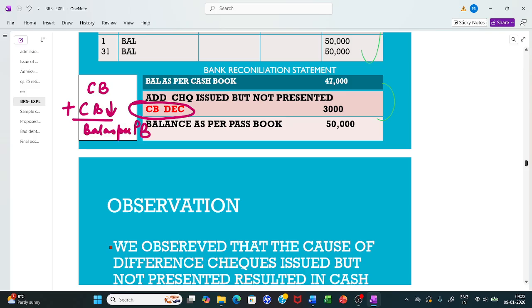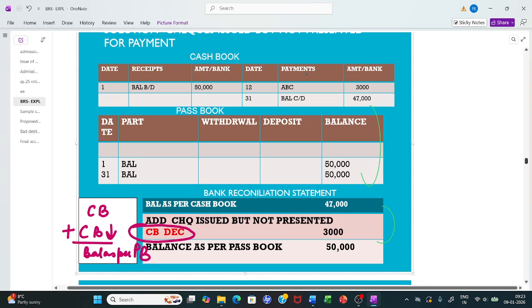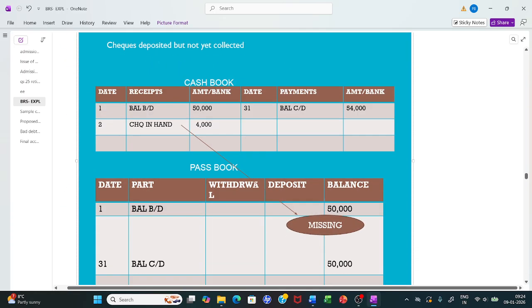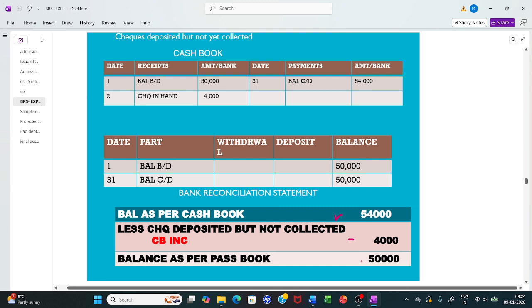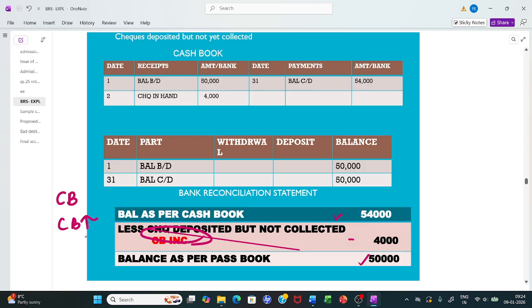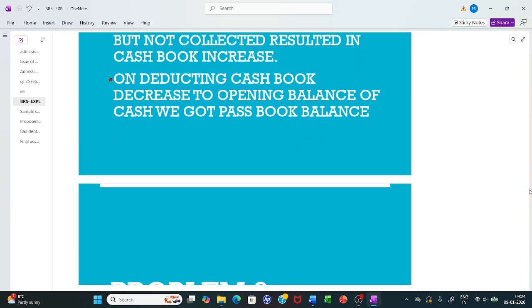This example I have created for one transaction. Likewise, there are four kinds of things which take place. Once we look at all of them one by one, say checks deposited but not collected, the cause is a cash book increase. I am given, say, the cash book balance of 54,000, and I need to reach the passbook balance, so I need to minus 4,000 to get 50,000. Checks deposited but not collected lead to my cash book increase. So if I start with the balance of the cash book to reach the balance of the passbook, I need to deduct the causes which increase my cash book. So in a way, if we start with the cash book, there is an inverse relation of increase and decrease. If it increases, minus; if it decreases, plus.